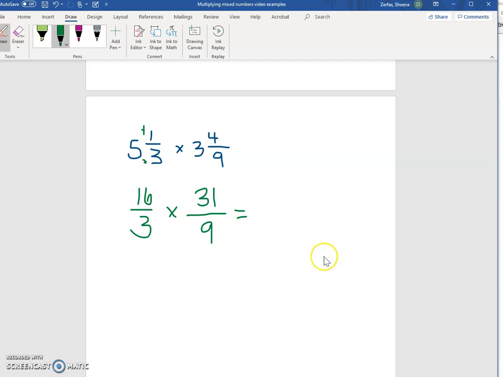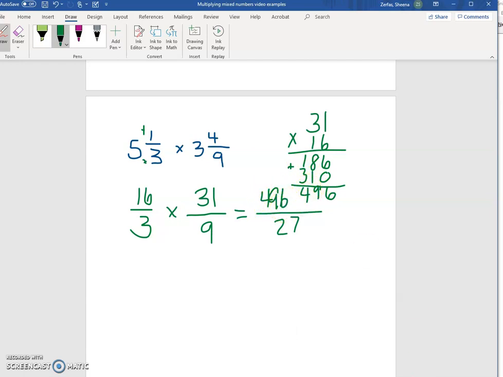So again, now I have two fractions. I just multiply across. I do know 3 times 9 is 27. And I will do 31 times 16. 6 times 1 is 6. 6 times 3 with nothing left there, so I can put both the 1 and the 8 down. 0 placeholder. 1 times 1 is 1. 1 times 3. And I'll add those together. All right, so I have my final answer, but then I do again want to go and simplify this. When we start dealing with larger numbers, the simplifying step does get a little bit more challenging.